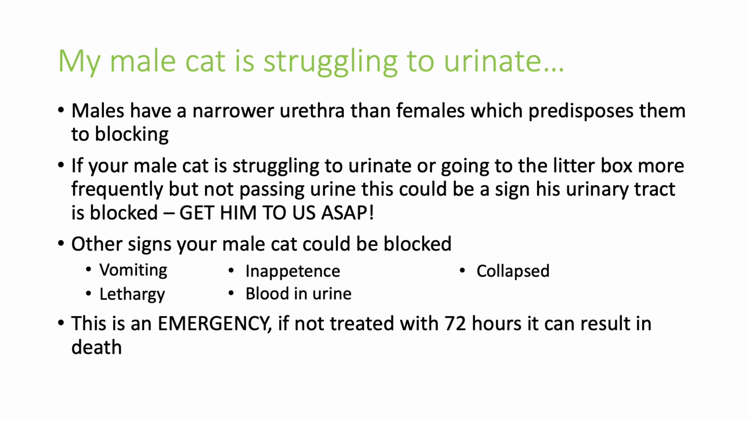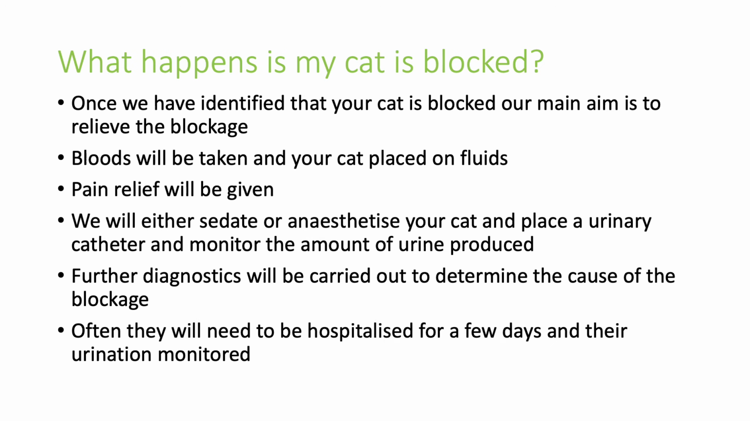As I said before, male cats can become blocked as they have a narrower urethra than females. If your male cat is struggling to urinate or going to the litter box more frequently but not passing urine, this could be a sign that he is blocked. So get him to us as soon as possible. Other signs your male cat could be blocked include vomiting, lethargy, inappetence, collapse, or blood in urine. This is an emergency, and if not treated within 72 hours of your cat blocking, can result in death.